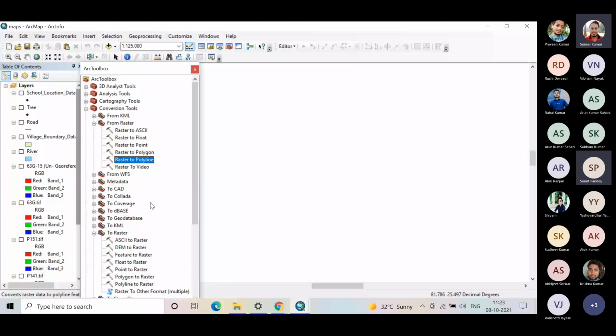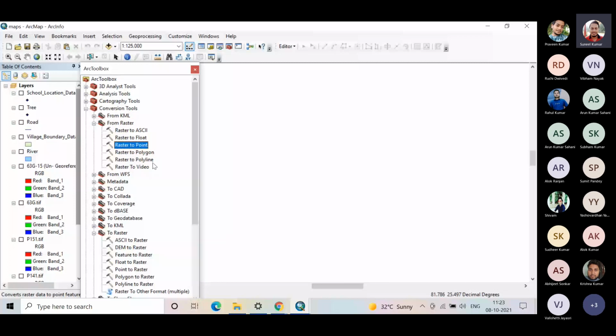It is obvious, isn't it? Raster to point means raster to vector. Raster to polygon, again it is vector. Raster to polyline, again it is a vector. So what are we doing? We are doing vectorization over here. We are converting the raster data into a vector form.